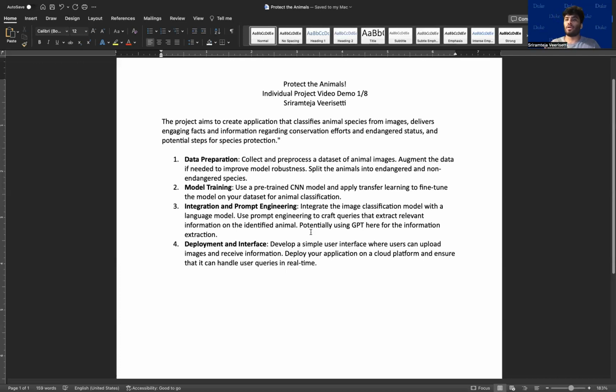I think this is a good way to have a centralized database of animals that are endangered, as well as animals that are not endangered, and information about all these really cool species around Earth.